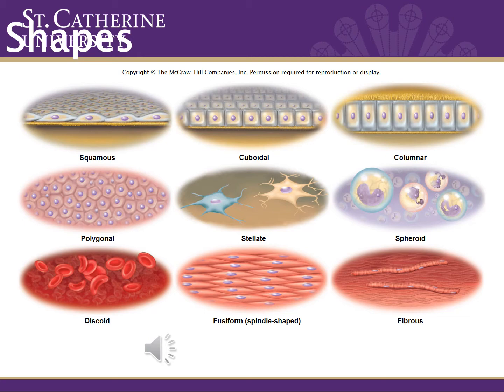Spheroid cells are round or oval. Discoid cells are disc-shaped. Fusiform cells are thick in the middle and thin at the ends. And fibrous cells are long and thread-like.